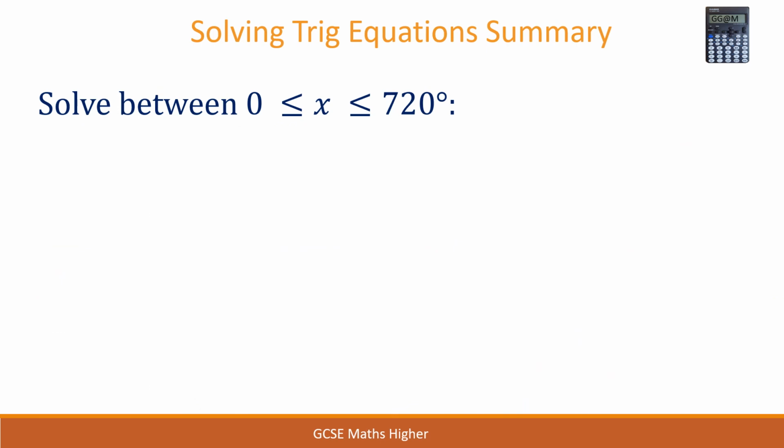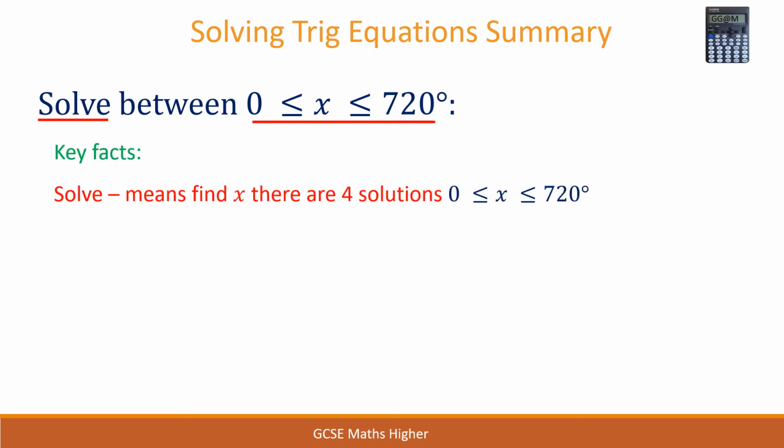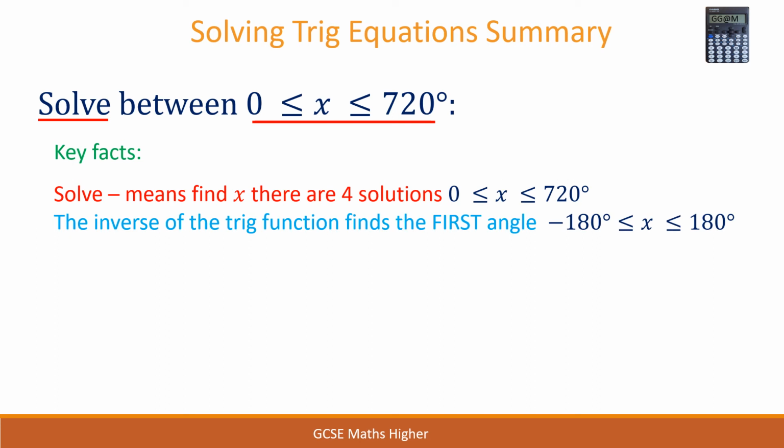In summary, we're going to link all the key facts that you need to know for the sine, cos and tan graph so you can solve for any single scenario. So remember, we're going to be solving between 0 and 720. Our key facts: the word solve means find x, and there are going to be 4 solutions between 0 and 720. The inverse of the trig function finds the first angle, which will be an angle between minus 180 degrees and 180 degrees. To find the second angles, this depends on which curve you're looking at.